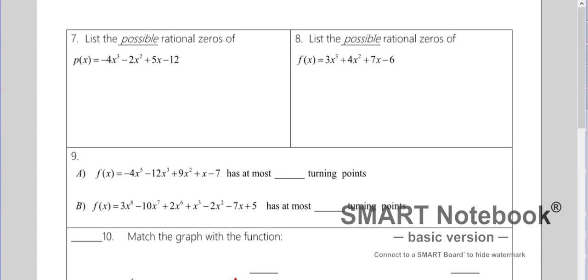Number 7, possible, okay? Remember, if it says possible, as soon as you see that P, think P and Q. Only if you see possible. If it says list all the real zeros or list all the zeros or all the roots, don't give the possible zeros. That's just the first step. So here's P and here's Q.